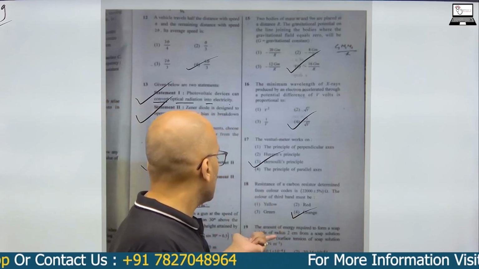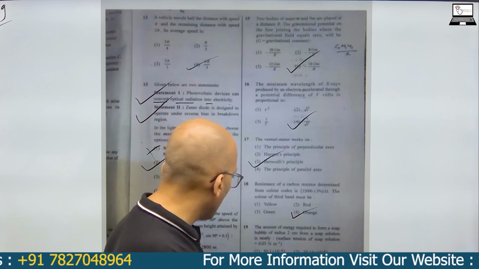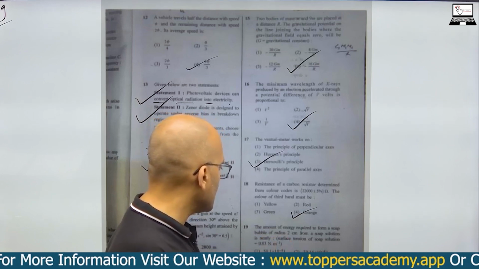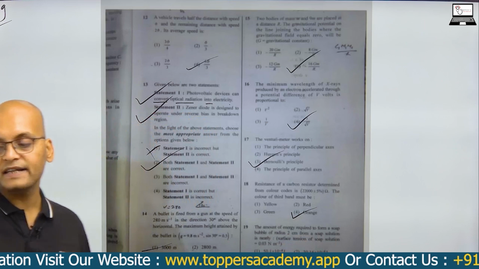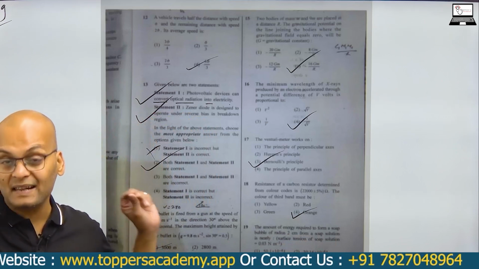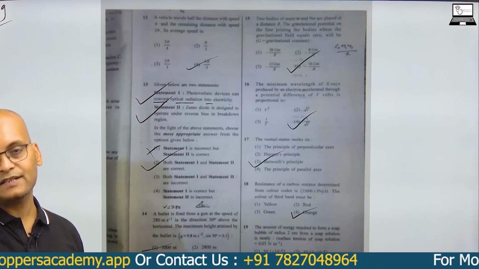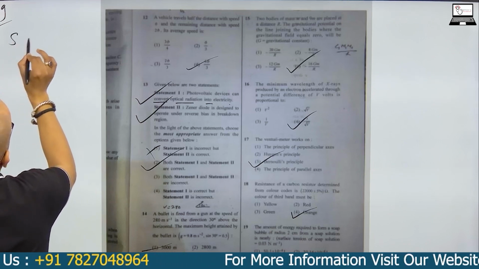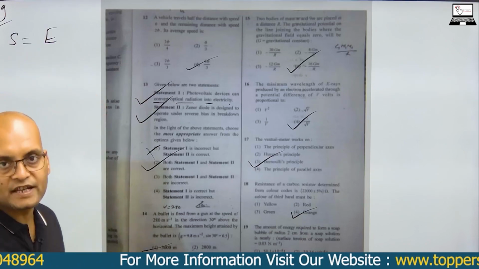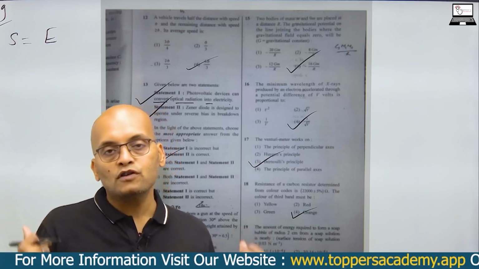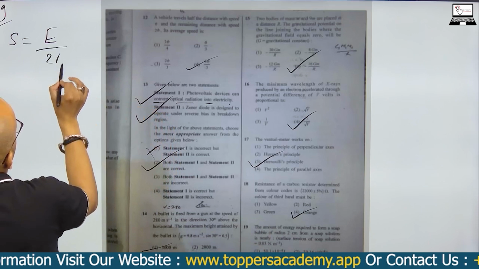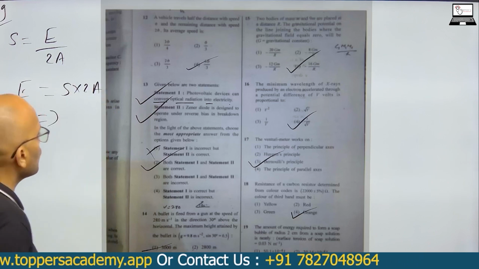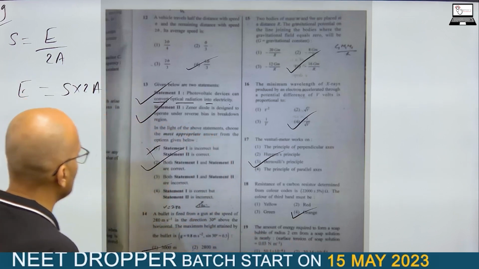Anyway, next question is the amount of energy required to form a soap bubble of radius 2 cm from a soap solution is nearly... Surface tension of the soap solution is given to you. Now people who have just studied surface tension, even they can solve it. Yes. For soap bubble, surface tension is given by the formula. The formula of surface tension is E upon A for water bubble. For soap bubble, it will be E upon 2A. You need to find energy. So energy is equal to S into 2A. Yes or no?